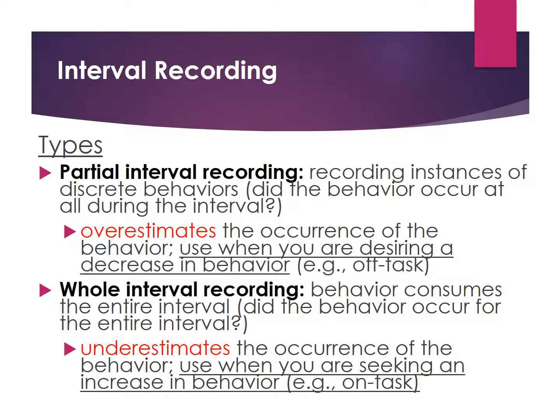You also use partial interval recording when you are desiring to see a decrease in that behavior, such as off-task behavior. When using whole interval recording, you are going to see if the behavior consumes that entire interval. So did the behavior occur for that entire interval? With whole interval recording, this underestimates the occurrence of the behavior. It's used when you are seeking to increase behavior, such as on-task behavior.